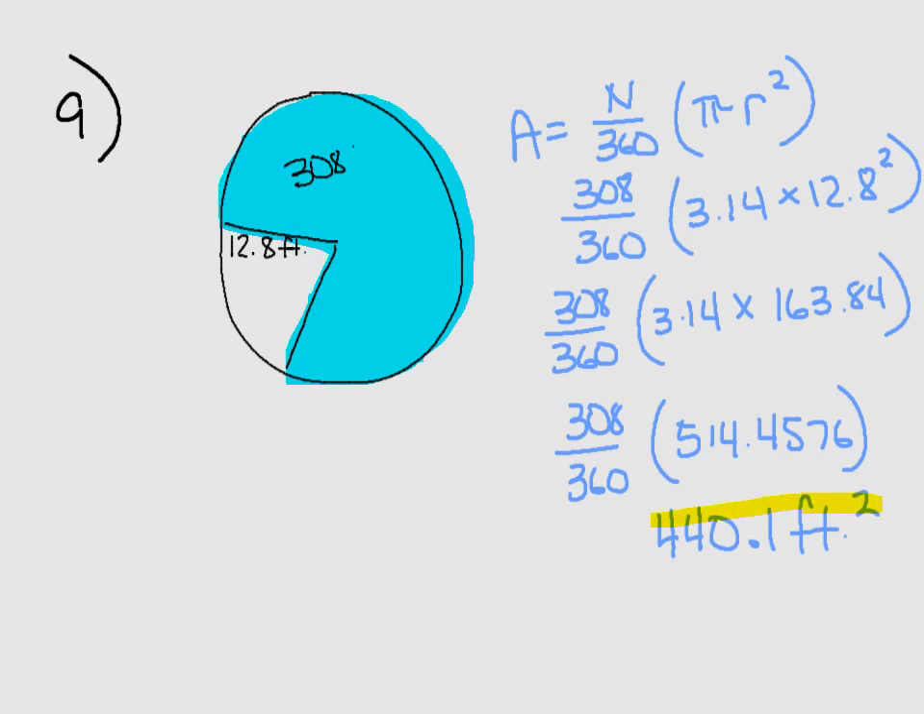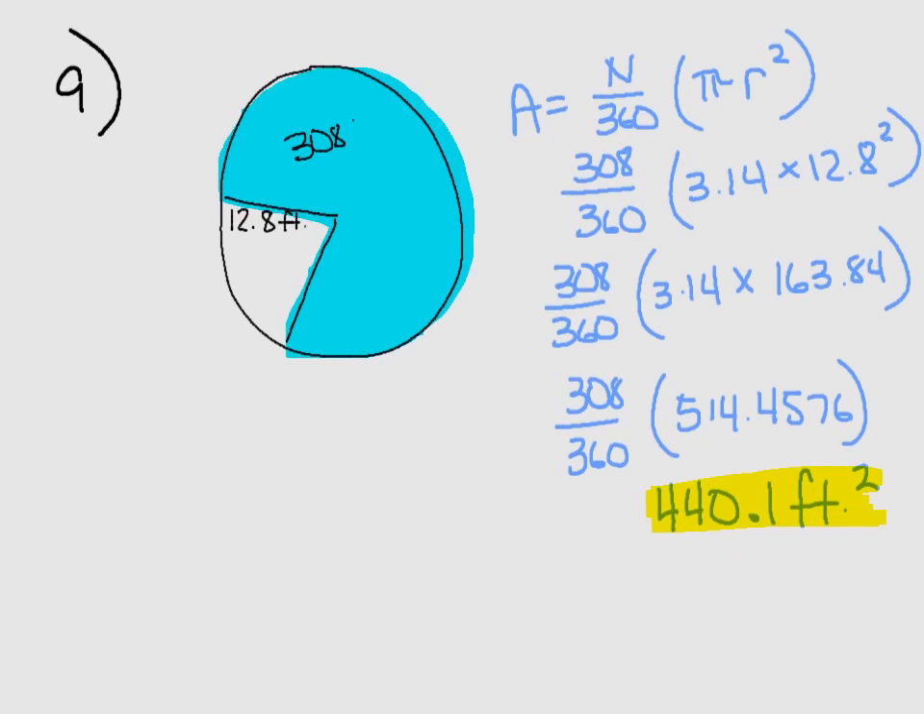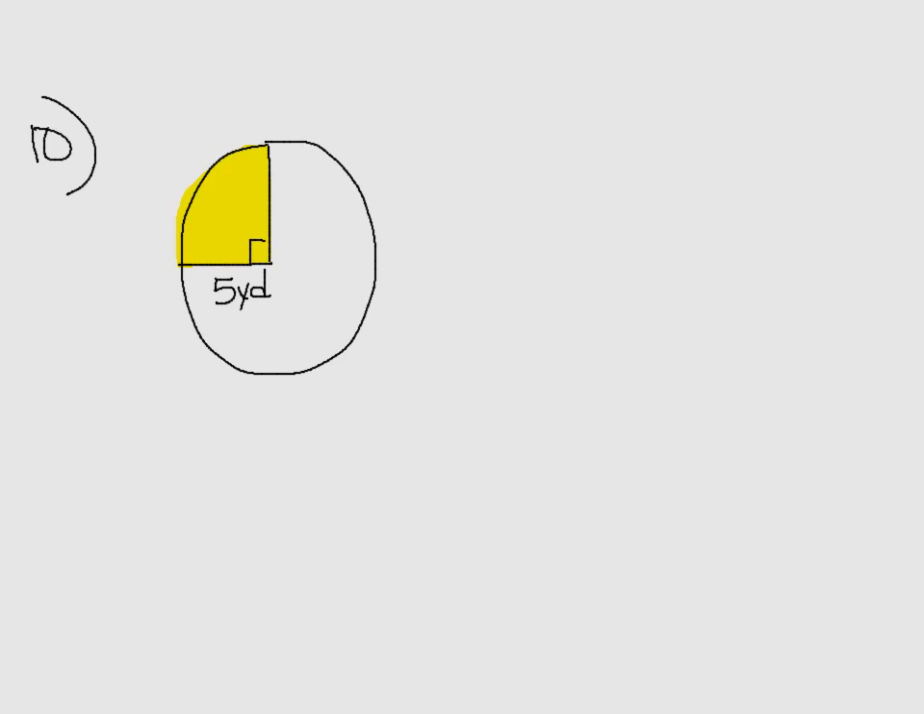The area of the shaded sector is 440.1 feet squared. I believe I have one more. Yes, here you go. Try this one on your own again. Pause the video.